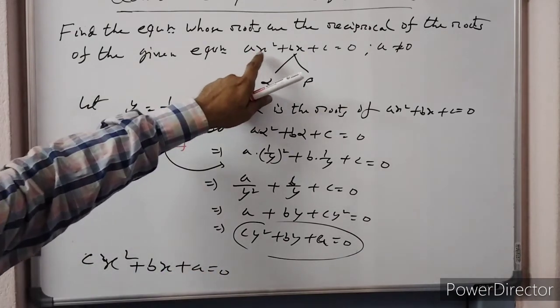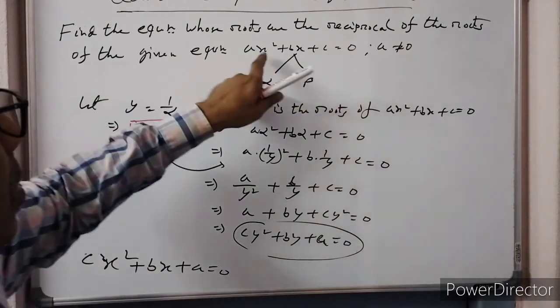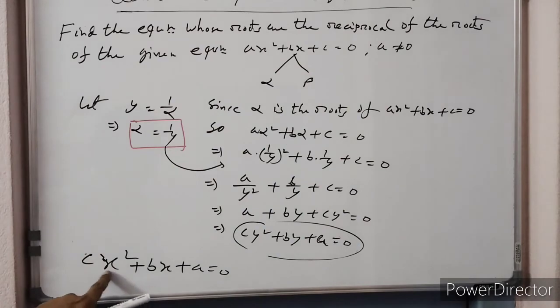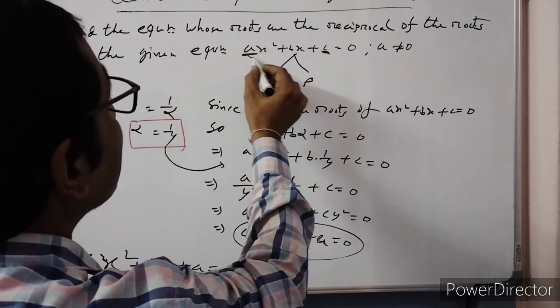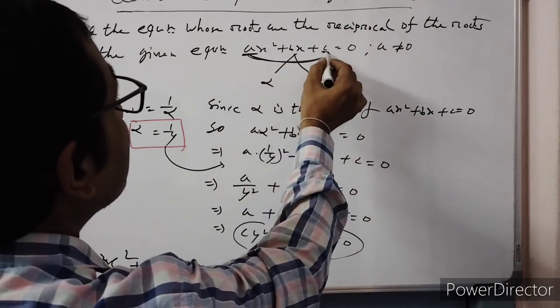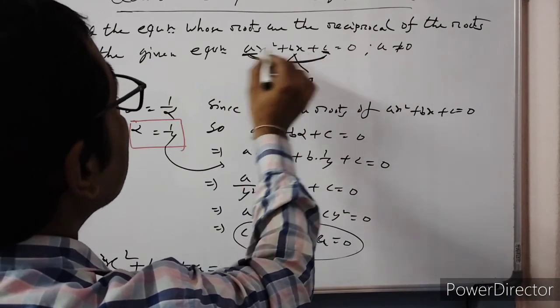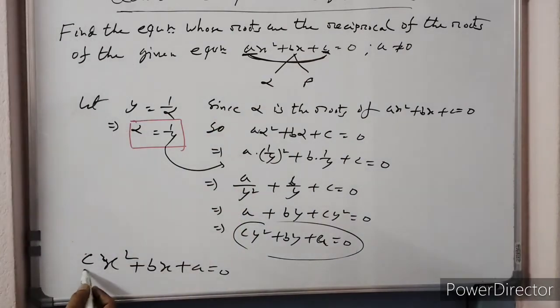So the given equation is ax square plus bx plus c equal to 0, so the reciprocal equation will be cx square plus bx plus a equal to 0. Thus, just interchange the coefficients: cx square plus bx plus a.